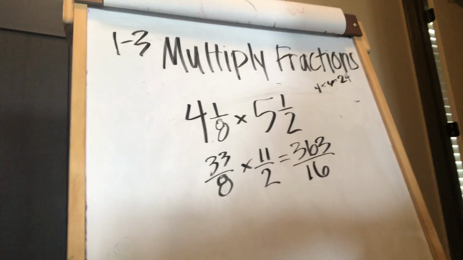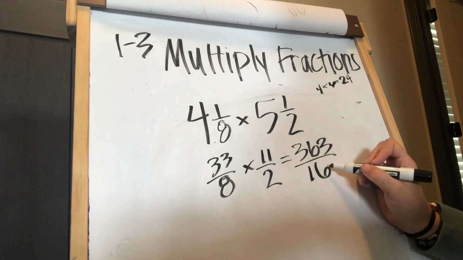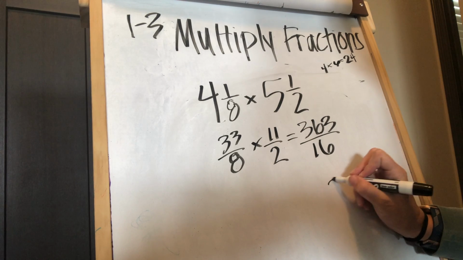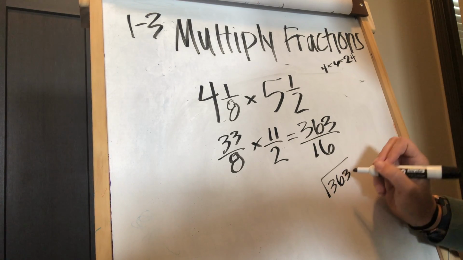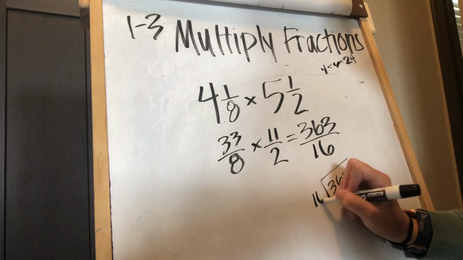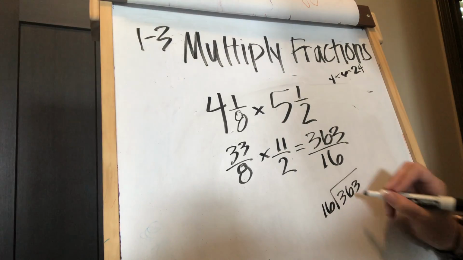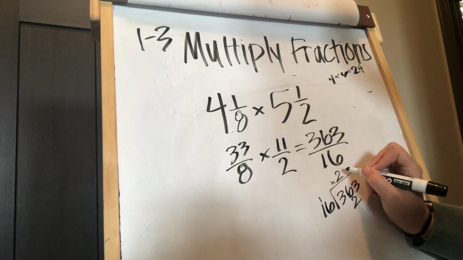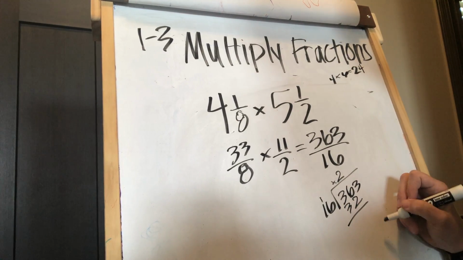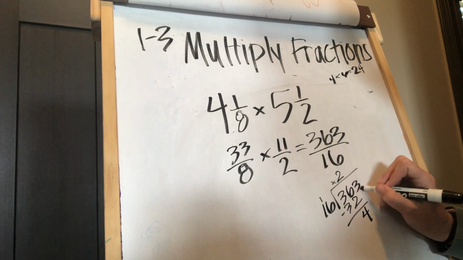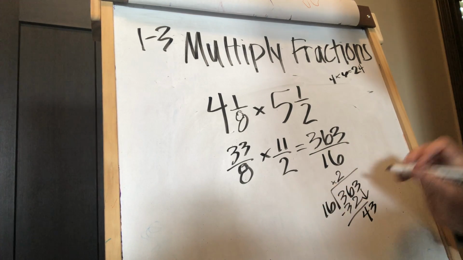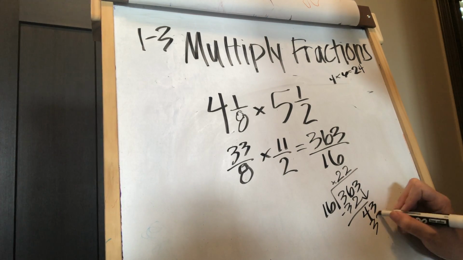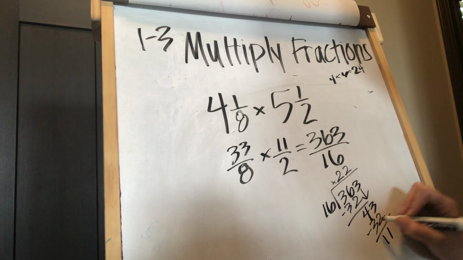Now, if we want to change that into a mixed number, we want to think, how many times does 16 go into 363? I'm going to do my long division right over here. 363 divided by 16. So looking here, it doesn't go into 3, it goes into 36 2 times. I'm just going to run through my problems here. At 32, I'm going to subtract, bring down my 3. 16 goes into 43, 2 times again. 32, I'm going to subtract, and I get 11.